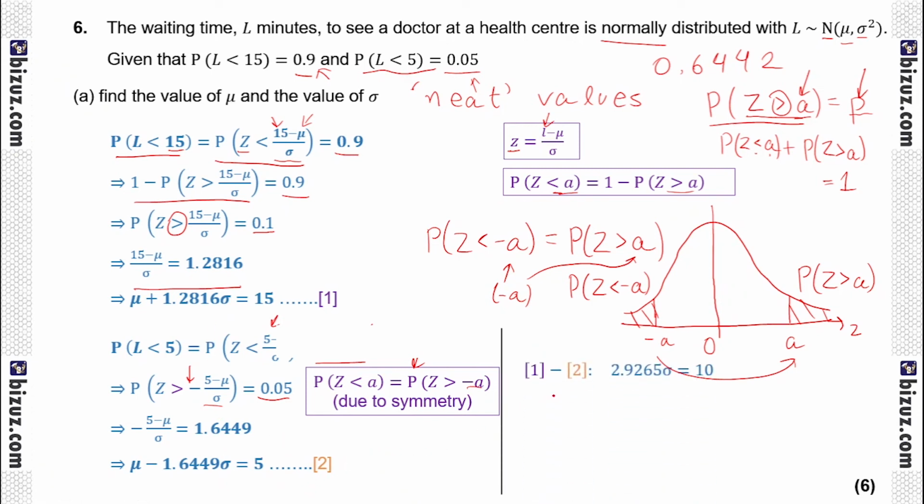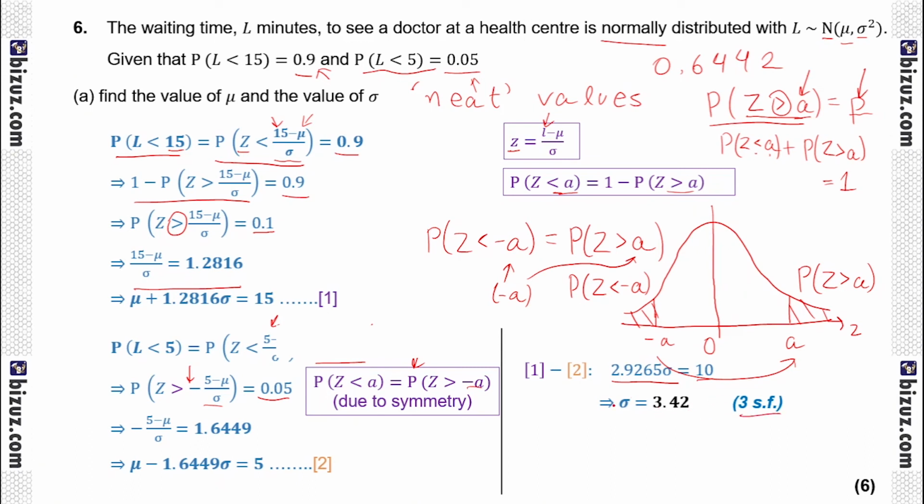For that, what I'll do is use elimination. We have mu here, mu here. If I subtract equation 1 from equation 2, the mu's cancel out, and what I get is 1.2816 sigma plus 1.6449 sigma. That's 2.9265 sigma. This is going to be equal to 15 minus 5. So 15 minus 5 is 10. From this we can find the value of sigma, which is 3.42 if we round that to three significant figures.